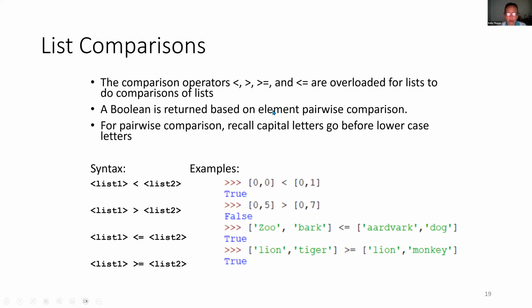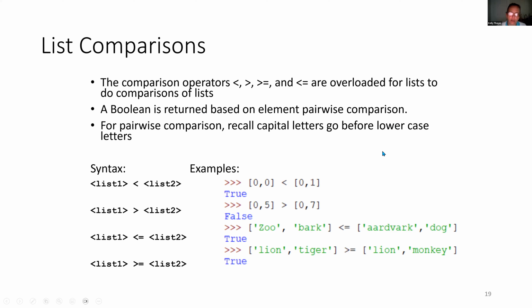You can also do list comparison. So I've seen less than, greater than, less than or equal to, greater than or equal to, equals equals, and not equal to on the strings. And these operators are all going to work on the lists as well. So here we're showing the inequalities examples. The Boolean will be returned based on the element pairwise comparison. So instead of comparing a character at a time, it will do a comparison of the elements, and it will resort to pairwise comparison if the elements need to do a comparison.